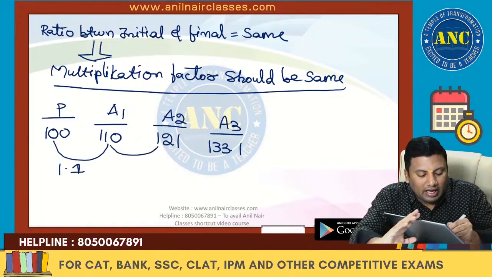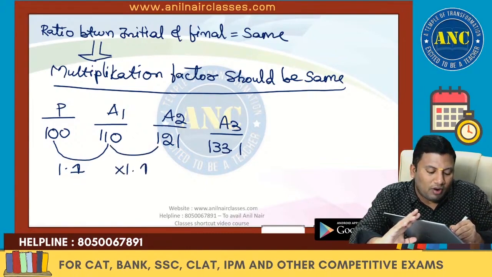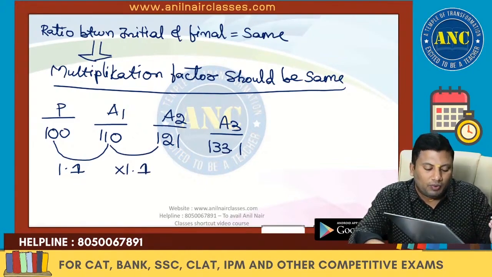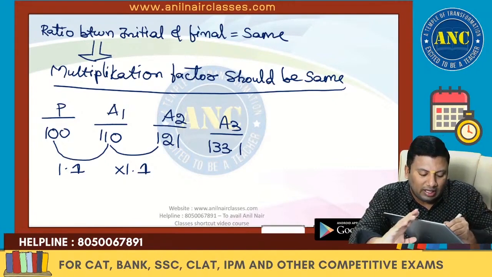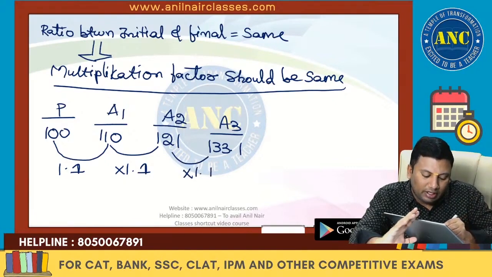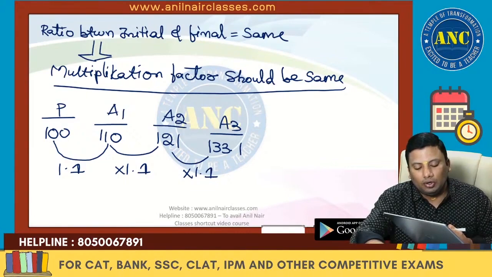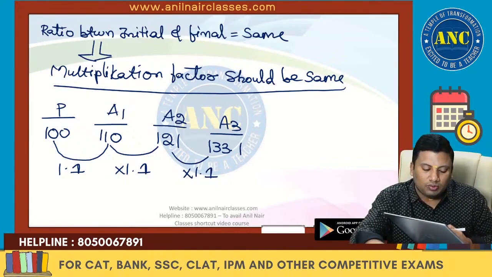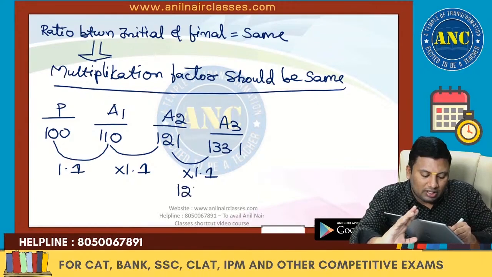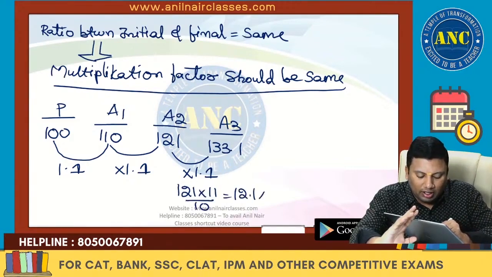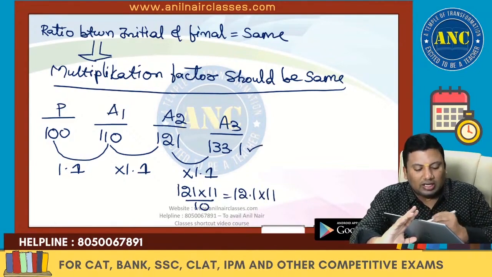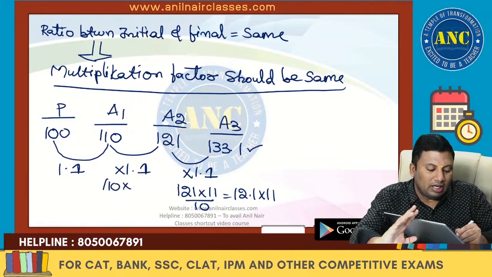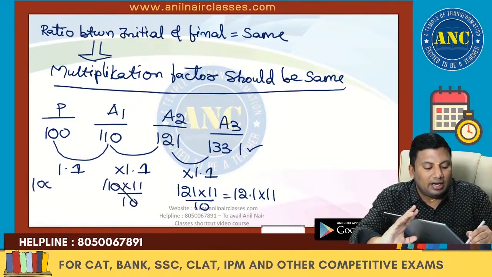The multiplication factor should be the same. 110 into 1.1 is nothing but 121. Into 1.1 again it is 133.1. This is nothing but 121 into 11 by 10. 12.1 into 11 is 133.1. 110 into 11 by 10 is 121. 100 into 11 by 10 is 110.